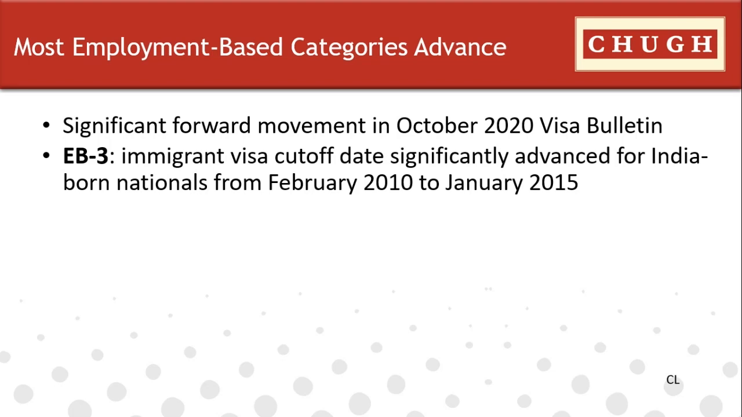For example, for India-born nationals, second preference, known as EB2, it has moved from August 15, 2009 to May 15, 2011. And for third preference, known as EB3, it's moved from February 1st, 2010 to January 1st, 2015. And certain other countries have become current for all employment categories. Back to you, sir.